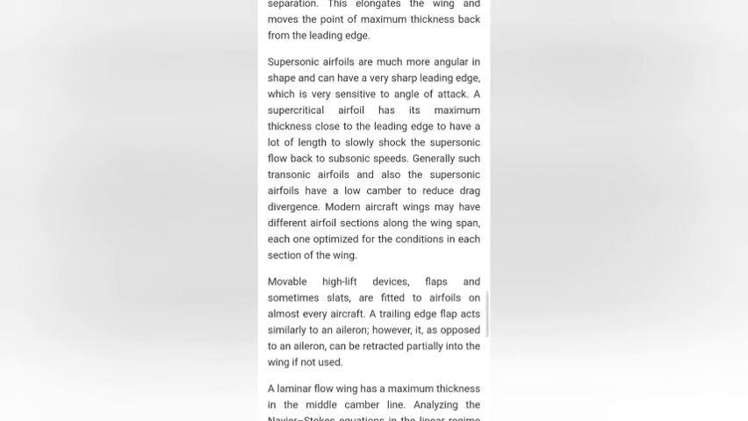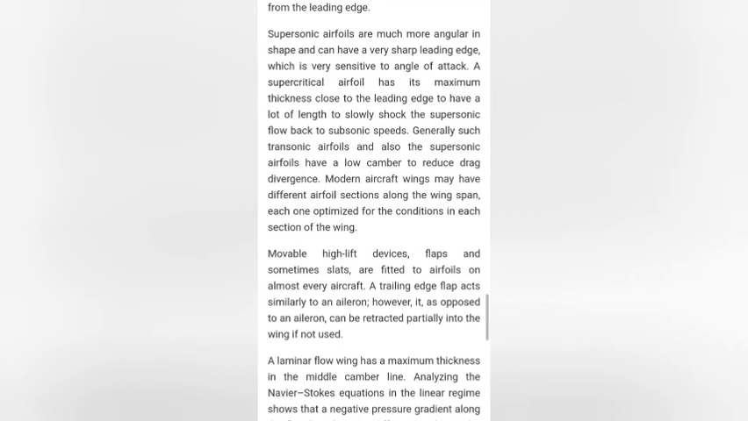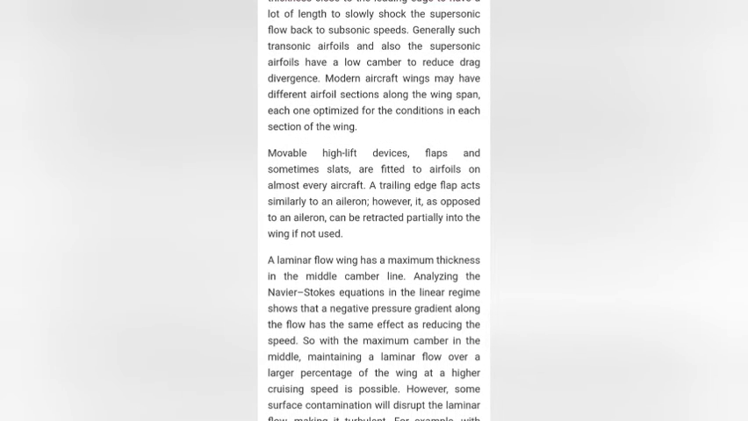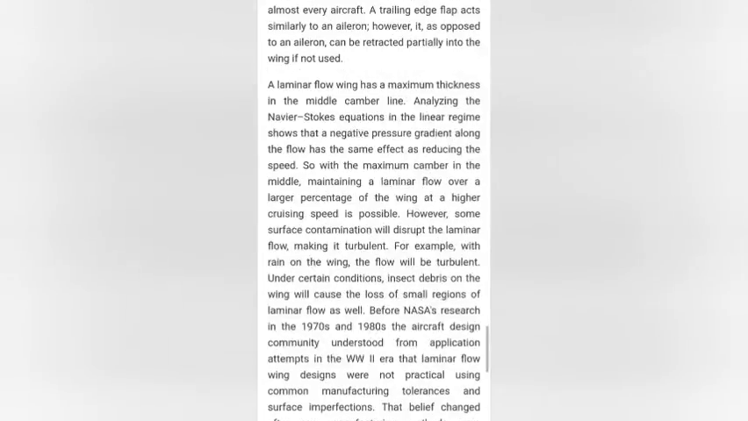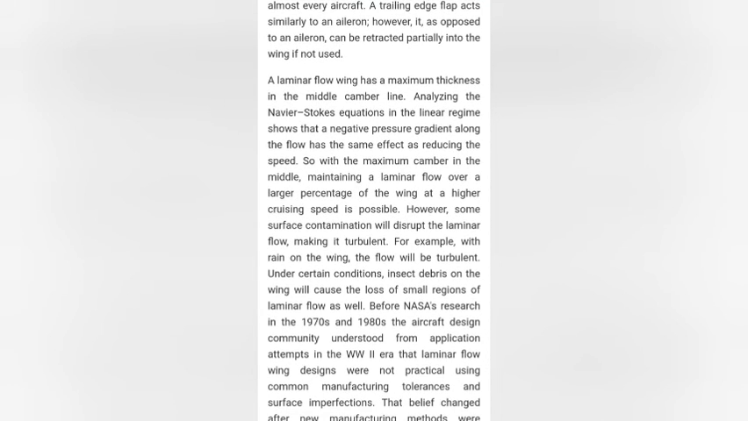Modern aircraft wings may have different airfoil sections along the wingspan, each one optimized for the condition in each section of the wing. Movable high lift devices, flaps, and sometimes slats are fitted to airfoils on almost every aircraft. A trailing edge flap acts similarly to an aileron. However, as opposed to an aileron, it can be retracted partially into the wing if not used.